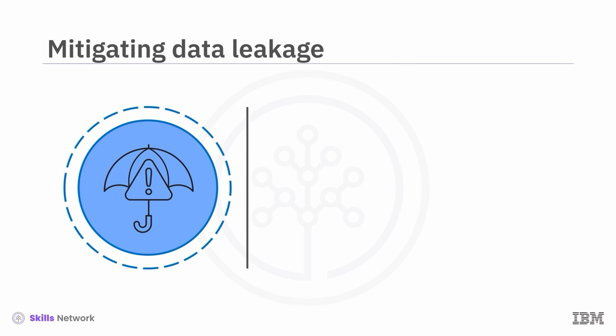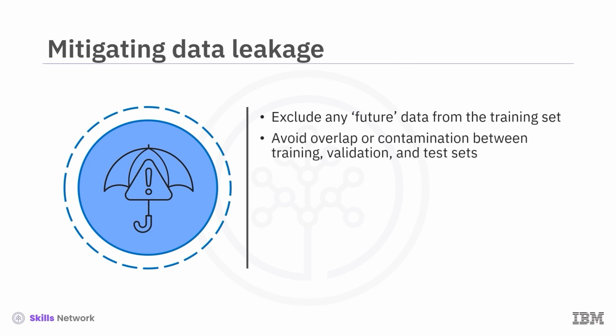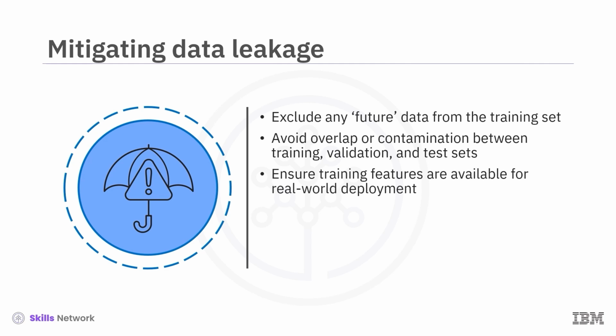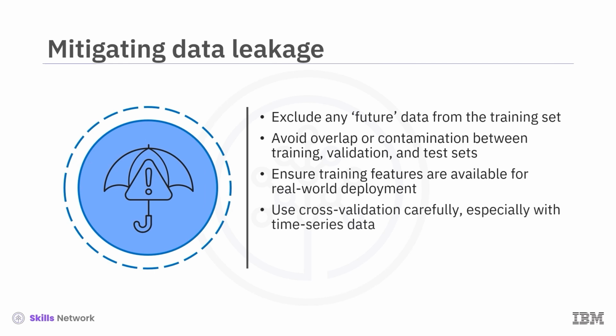Let's look at what mitigation measures you can take. Avoid features like global averages or other statistics derived from the entire dataset. Ensure proper separation between your training, validation, and test sets, avoiding overlap or contamination. Ensure that none of your features contain unavailable information when making real-world predictions with your deployed model. Pay attention to how you implement cross-validation to ensure you aren't leaking data across different validation folds.